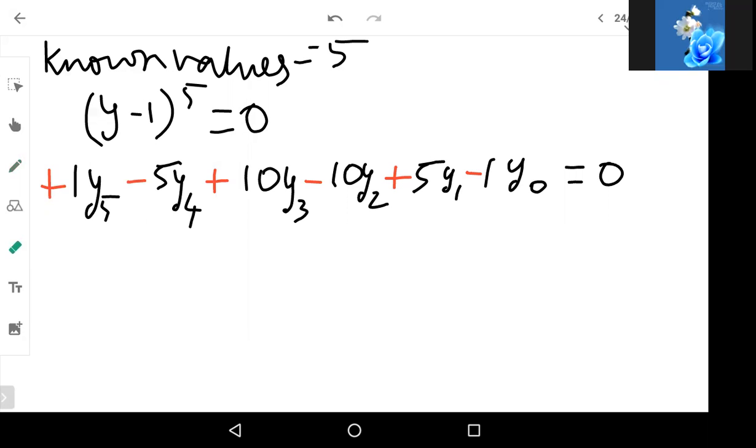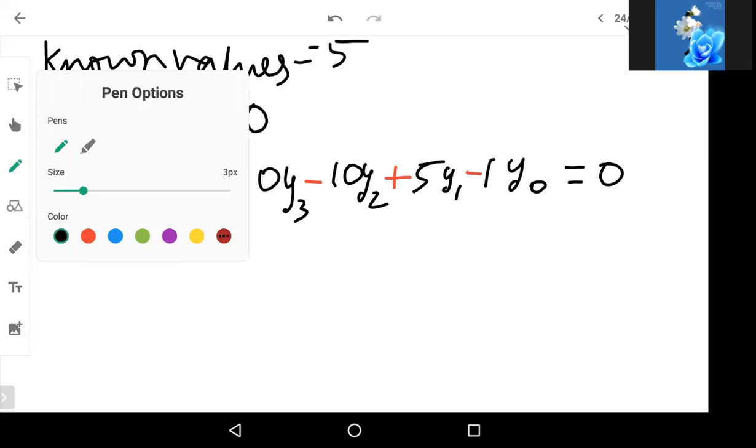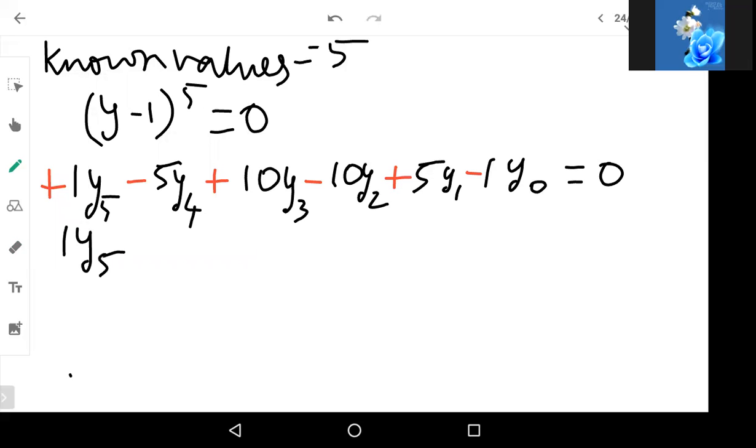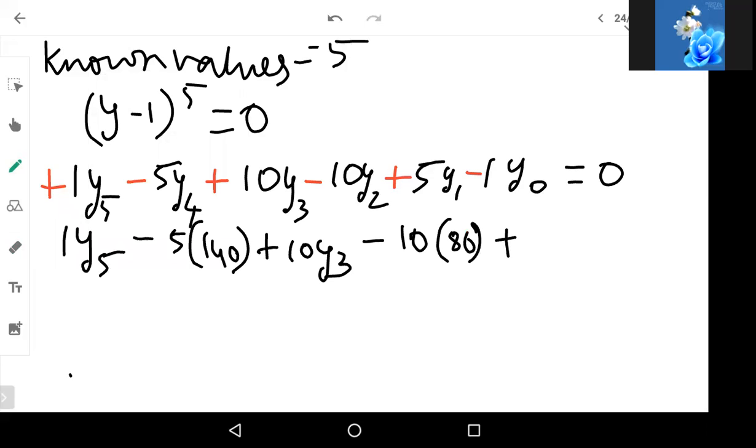Okay. Now what data do we know? Let us start applying that and solving for the value. We don't know y5, so 1 y5 will remain as it is. Then minus 5 into y4 is 140, plus 10 into y3. We don't know y3, so 10 y3 will remain, minus 10 into y2 is 80, plus 5 into y1 is 50, minus 1 into y0 is 20, is equal to 0.